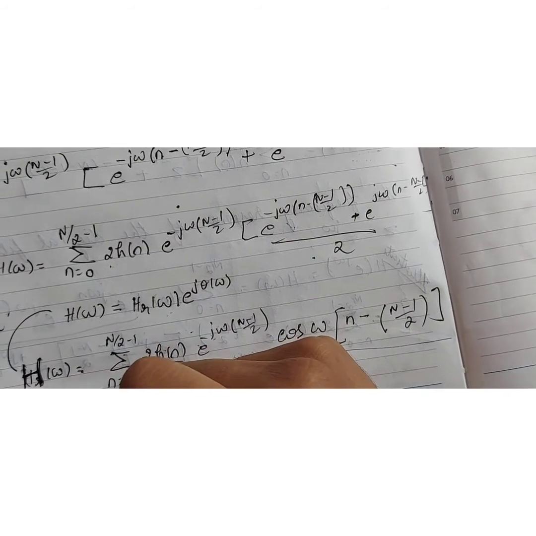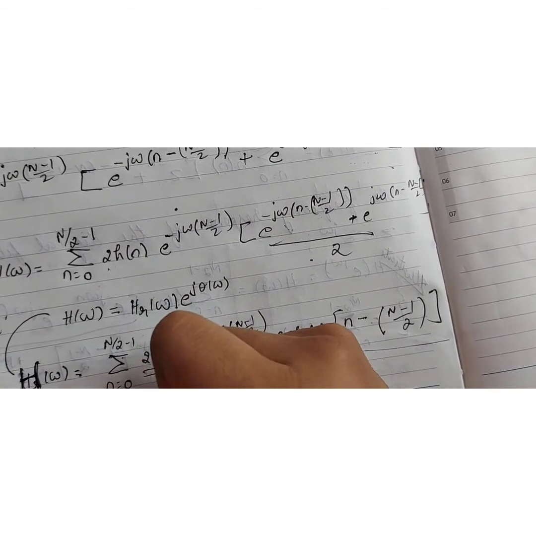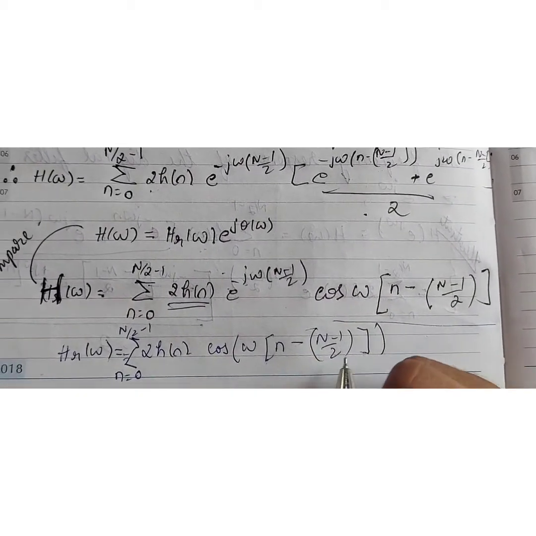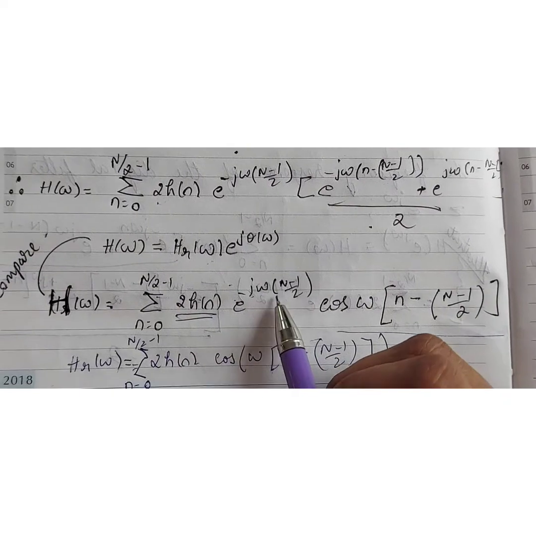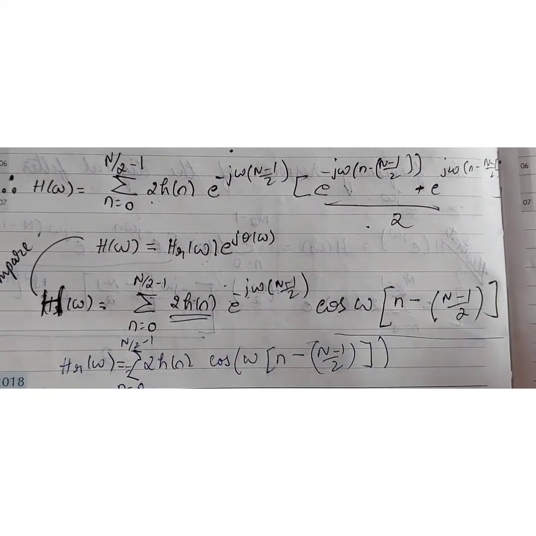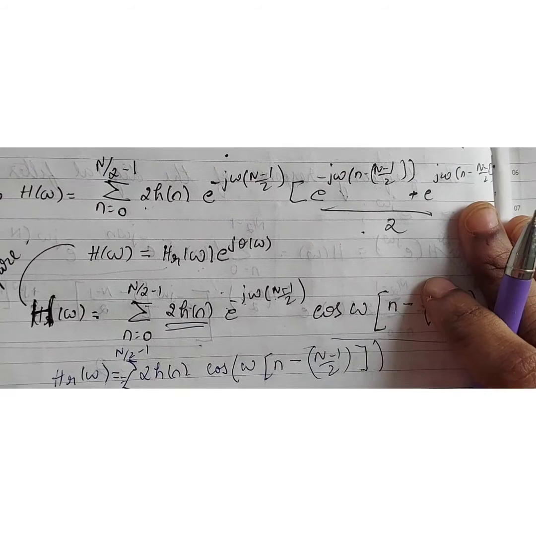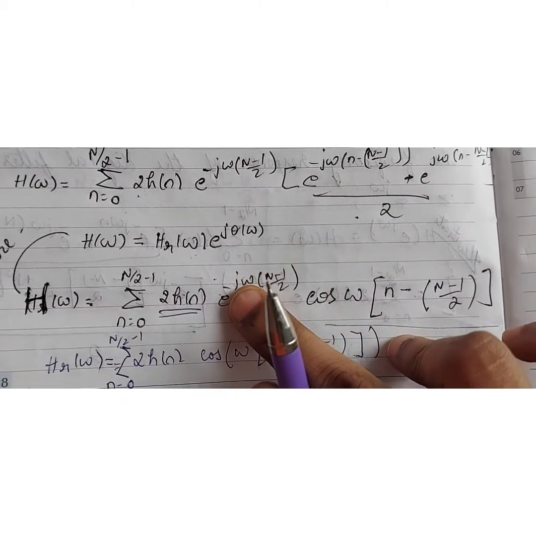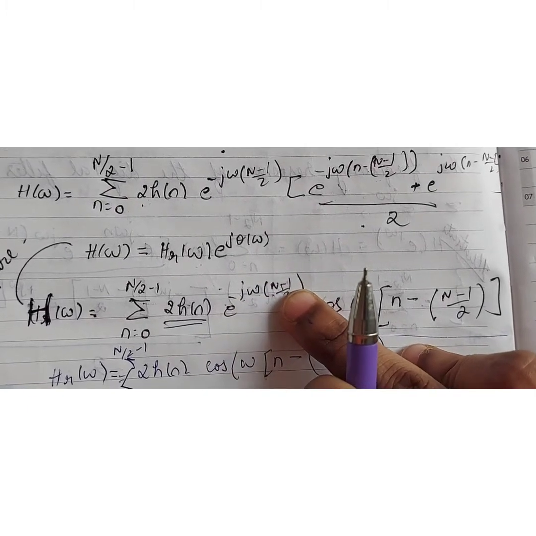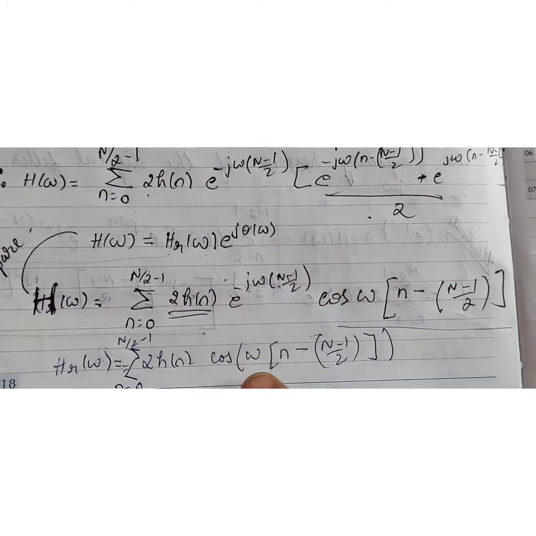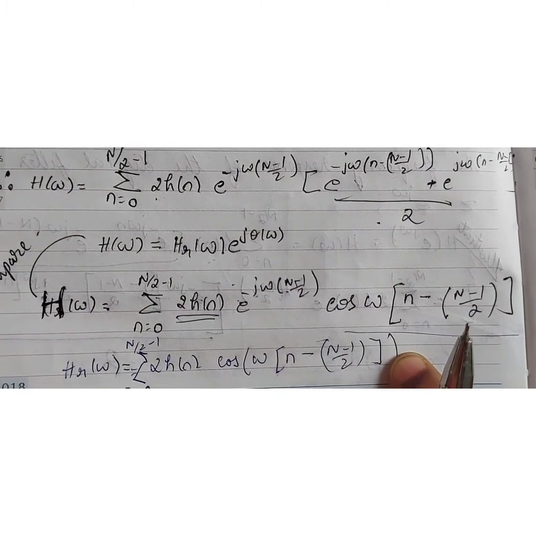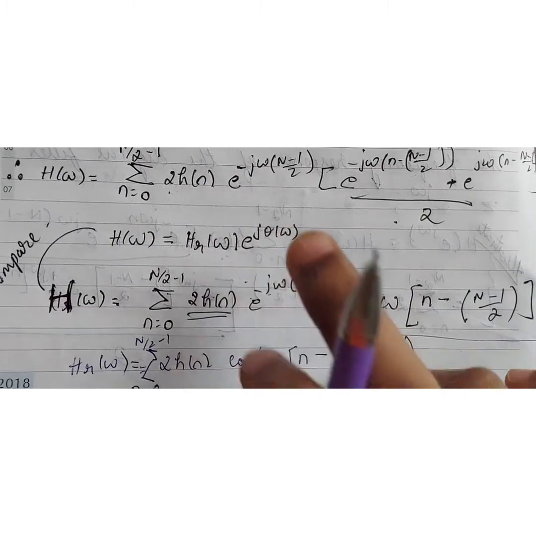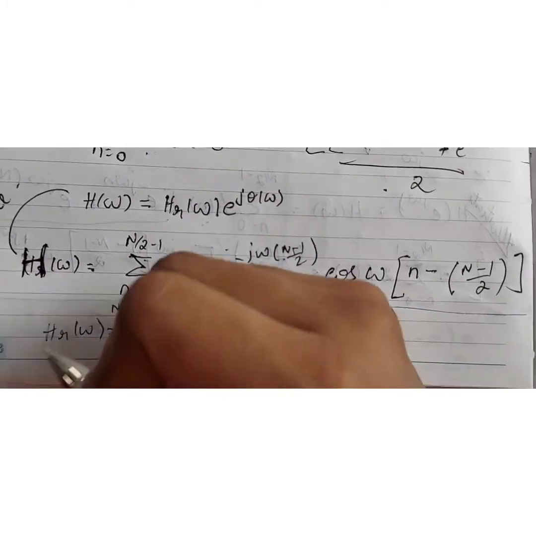summation small n varies from 0 to N by 2 minus 1. So this is your Hr of omega. What is the value of theta here? E power j theta of omega. Theta of omega is nothing but minus omega (N minus 1) by 2 for this value greater than 0; for less than 0 you have to always add pi. This I had told you earlier. So this is your Hr of omega.